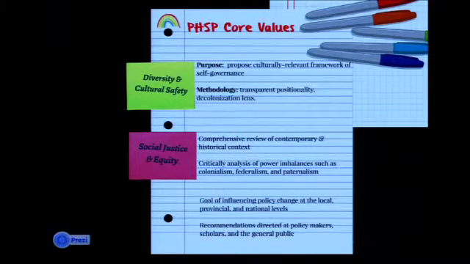My research reflected critical analysis of injustices and inequities in society through a comprehensive review of the contemporary and historical context, which included critical analysis of power imbalances such as colonialism, federalism, and paternalism.